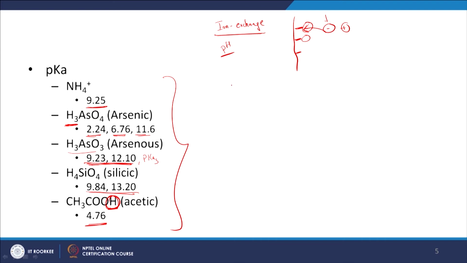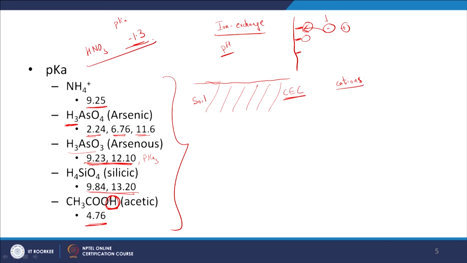The first example is with respect to ammonium. The background information that I am going to give you is that, let us say this is your soil or subsurface. Soil in general has a cation exchange capacity. What does that mean? It means the soil has the ability to hold on to cations, right. I also need to give you the pKa for HNO3, or nitric acid, which is minus 1.3. The pKa for nitric acid is minus 1.3.